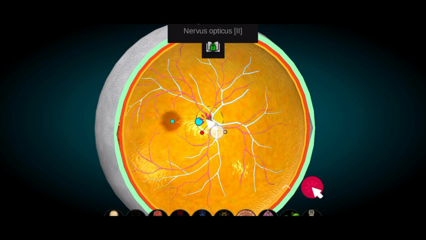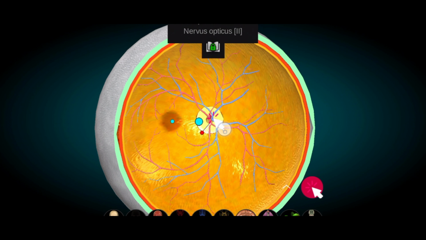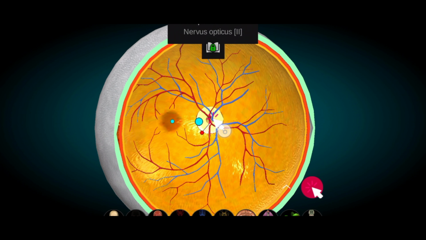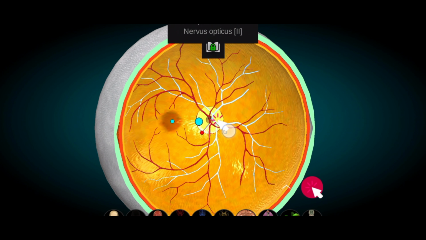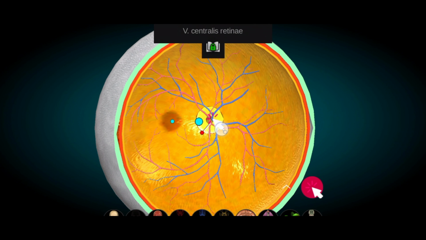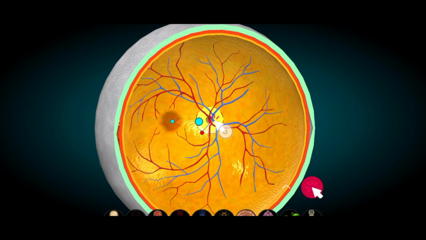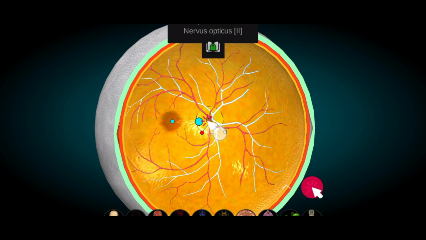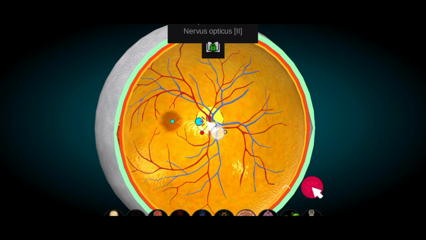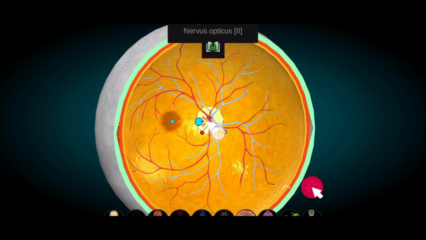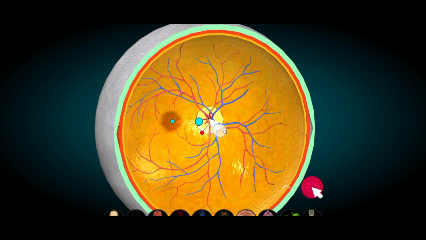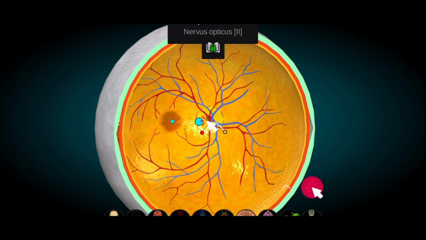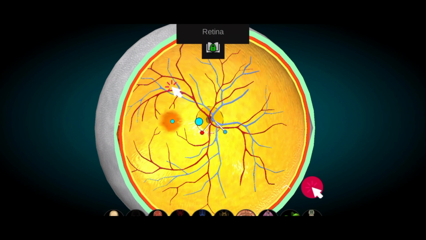This optic disc or blind spot, both are similar, and this blind spot is where the optic nerve and blood vessels leave the eyeball. If the light falls here, there will be no visualization, no image will be formed. This part has no photosensitive cells or light sensitive cells, and that's why you can't see anything when the light falls directly on that. And you can see that these are the blood vessels.